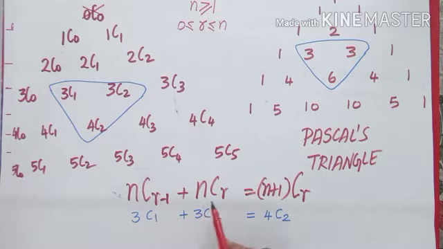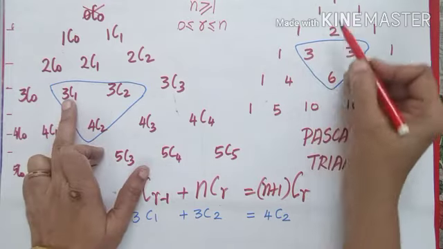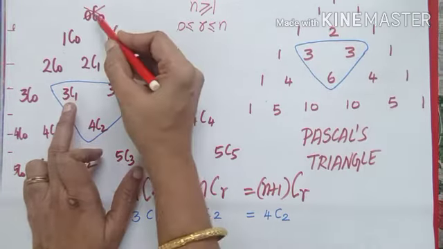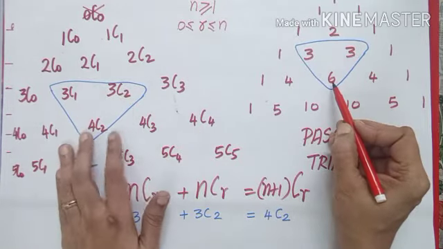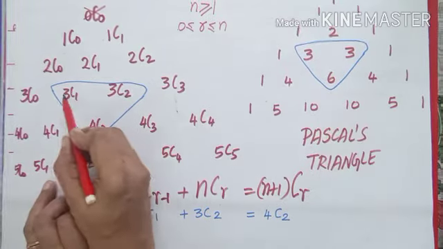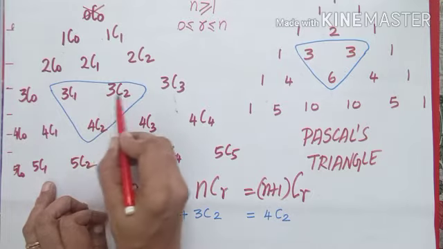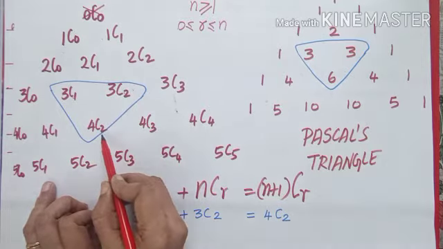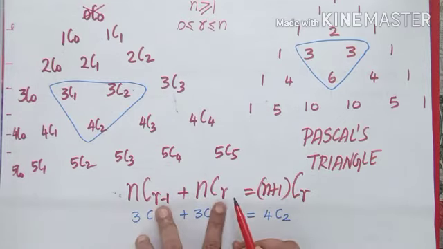nCr-1 plus nCr equals n+1Cr. Look at these 3 numbers. What are these 3 actually? This is the second, third, fourth row: 1, 2, 3, fourth row. Here I am: 3C1, 3C2. And this is 4C2. So how do I get it? When 3 and 3 are there, my answer is 1 increased, 4. When 1 and 2 are there, the bigger number will come here. So when n is there, my right hand side answer will be n plus 1. When r and r minus 1 are there, the bigger number r will come here.